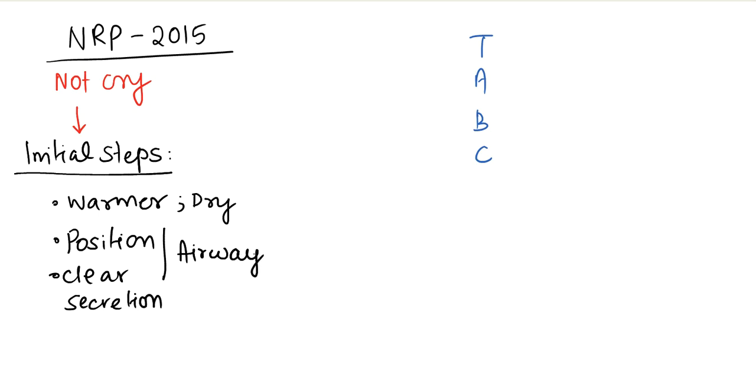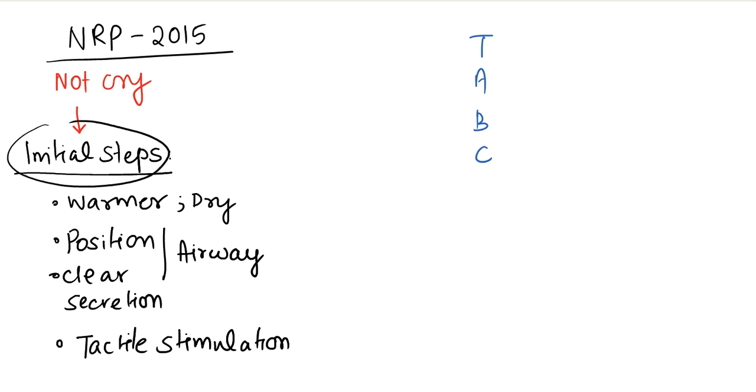Then what else can you do? You can also gently stimulate the baby to start the process of breathing. In this process, we will be touching the baby and stimulating, so this is called tactile stimulation. Tactile stimulation is done either by gently rubbing the baby's back or by flicking the soles of the baby. These all together contribute to the initial steps of neonatal resuscitation.